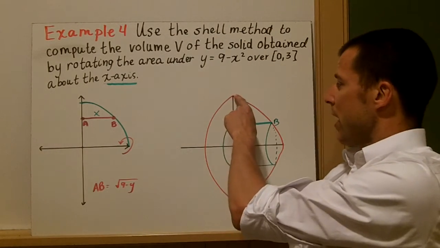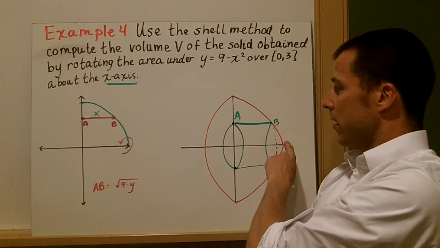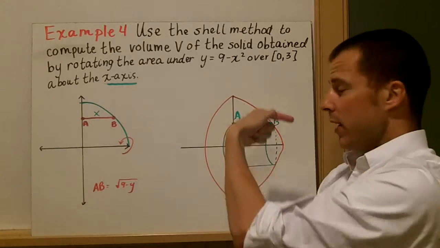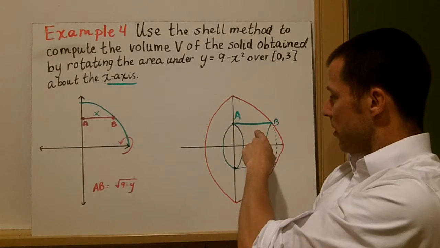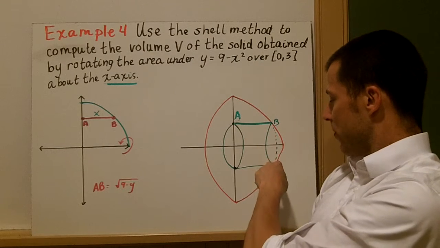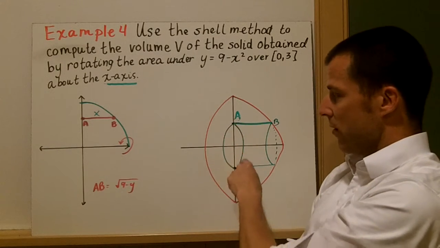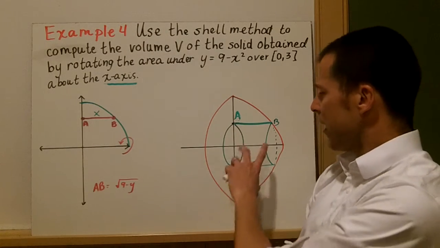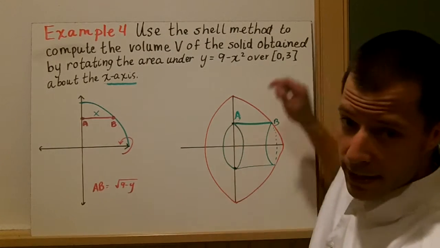Well, here's the graph in red, and we're rotating it around the x-axis, so we actually get this cylindrical shell here in green. There's our AB, and all these points are rotated around the x-axis. Okay? So that's what we're going to take the volume of. So let's set up the integral.